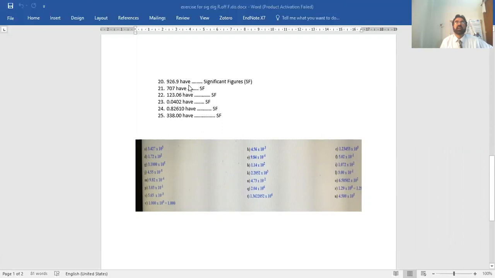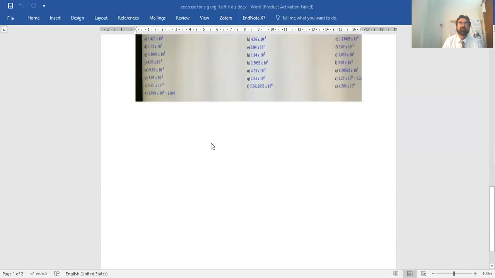Now we check how many significant digits the next quantities have. So in the first one, we have 4 significant figures. In the second one, we have 3. In the third one, we have 5. In the fourth one, we have 1, 2, 3. 3 significant figures. In the next, 1, 2, 3, 4, 5. In this, we have 5 because this 0 is non-significant and these 2 zeros are also non-significant. 338.00, these zeros come after the decimal, so there are 5 significant figures.